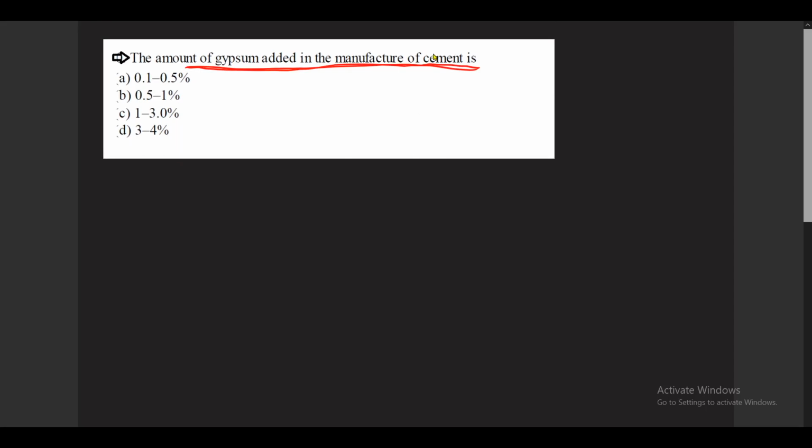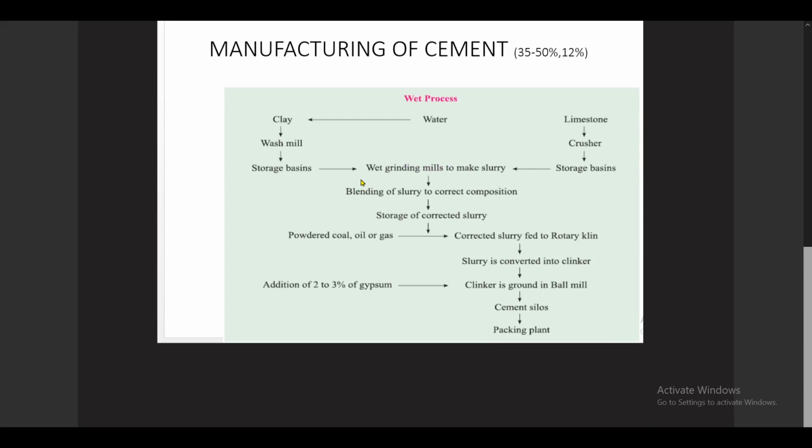Now why is the gypsum added? Due to the alumina present, the cement sets quickly, and in order to retard that setting, the gypsum is added. That means there will be enough time to mix the cement with the other constituents of the concrete. So here the correct option is option D, that is 3 to 4%. And here I have shown the manufacturing of cement chart.